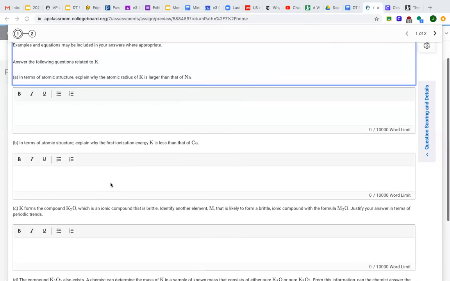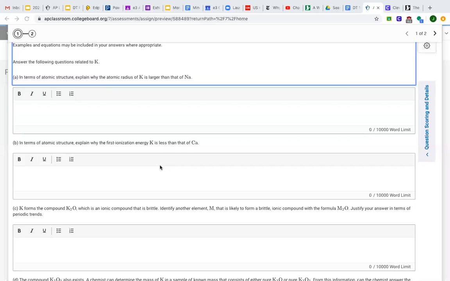Part C. Potassium forms the compound potassium oxide, which is an ionic compound that is brittle. Find another element M. What would you say is another element that could form a brittle ionic compound with oxygen? Would it be anything in group 1 except for hydrogen? Yeah, hydrogen forms water, which is not a brittle ionic compound, but everything else, lithium, sodium, rubidium, cesium, francium, those would all do.